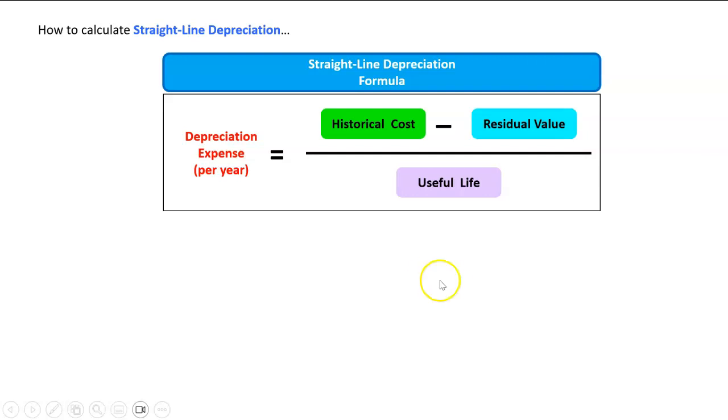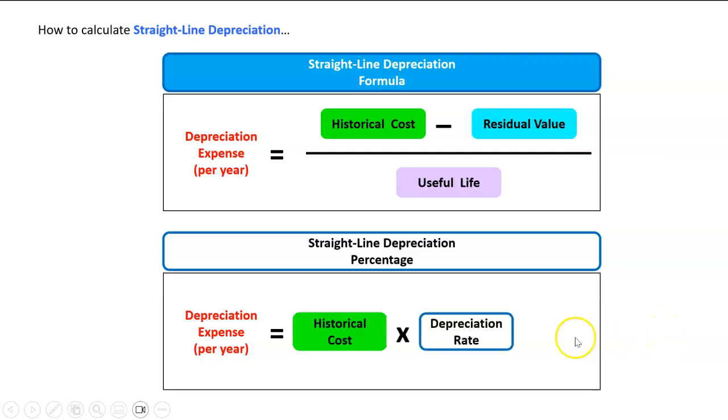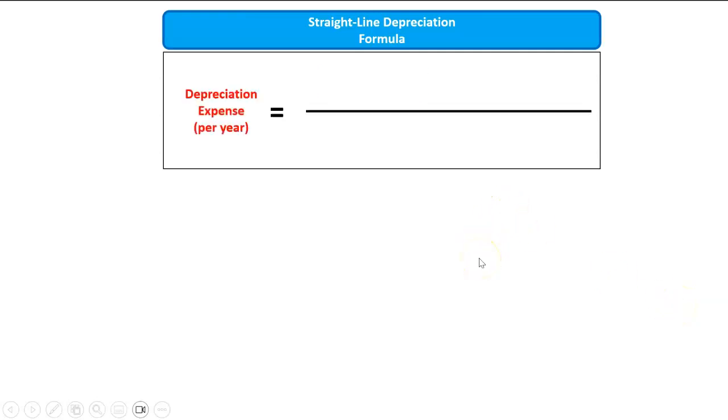There is another way to calculate it as well, and that's where we give you a percentage. And in that case, the depreciation expense per year is the historical cost, and then we times it by a depreciation rate, say 10%, 20%, 25%, whatever. So that we know. We also know that when we do this, we might get some figures here.